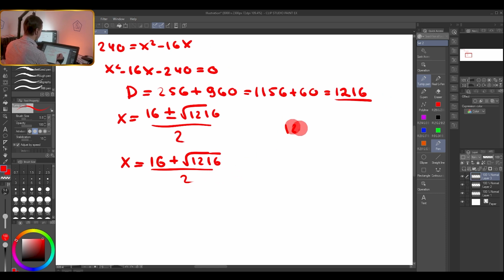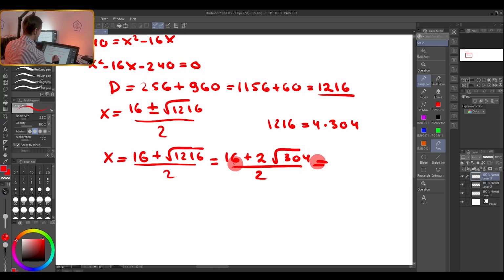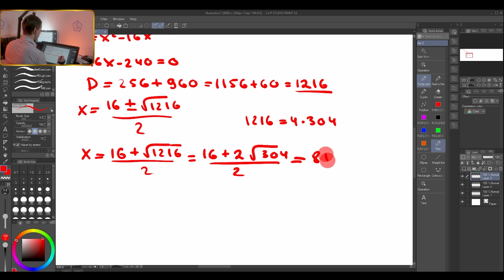So if you divide 1216 by 4, it will be equal, obviously, 4 times 304. 4 times 304, and it should be equal 16 plus 2 square root 304 divided by 2. And here you have 8 plus square root of 304. So at this moment, you should stop right away. You shouldn't try to take any other numbers from this square root.